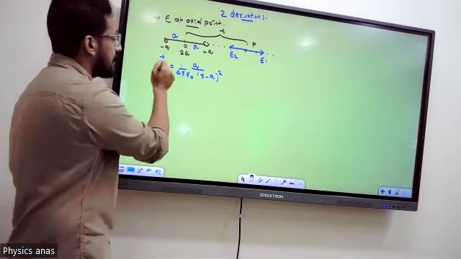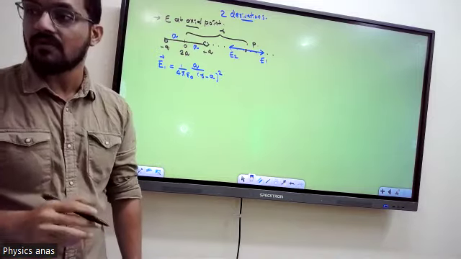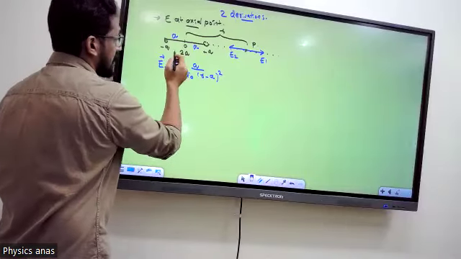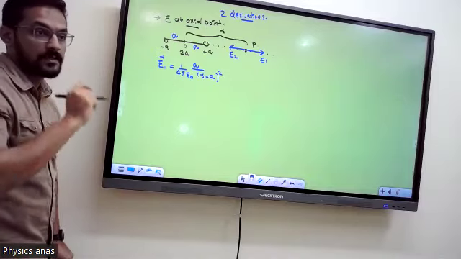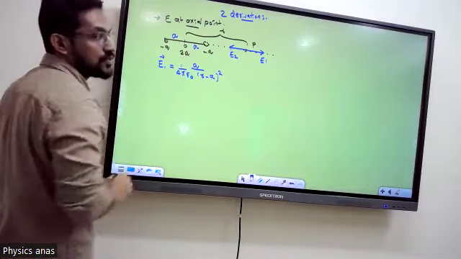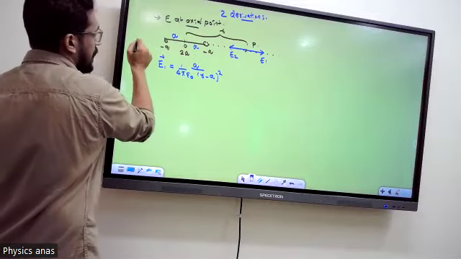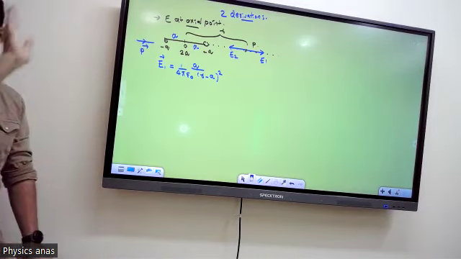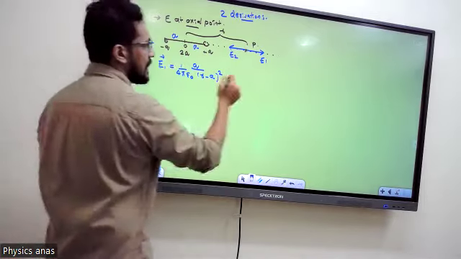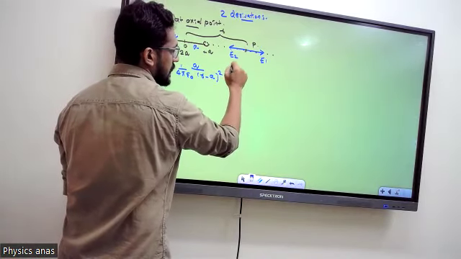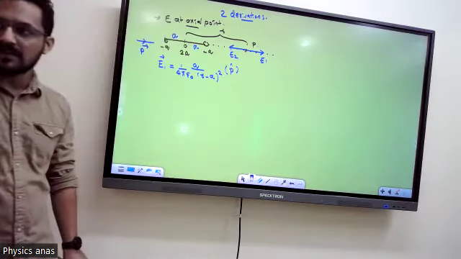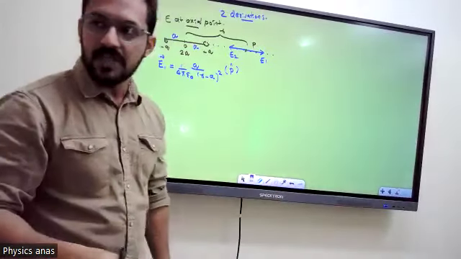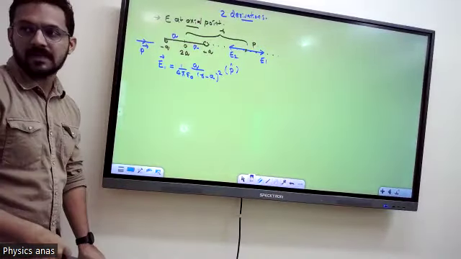Electric field is a vector, so you have to represent that as a vector. What is the direction of dipole moment? Dipole moment is always from minus Q to plus Q, that is, towards the right. Now this E1 is towards the right, so it is in the direction of the dipole moment. You can represent that with p cap, a unit vector in the direction of dipole moment.